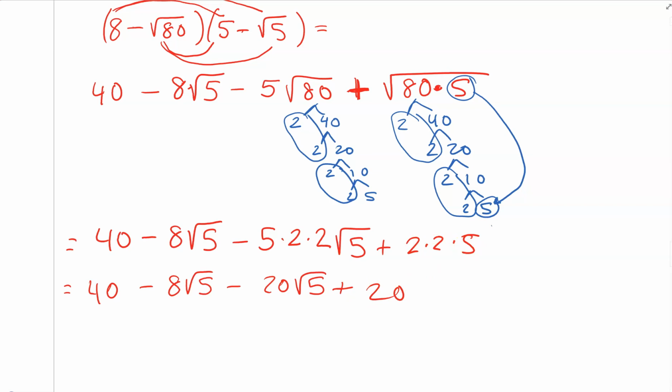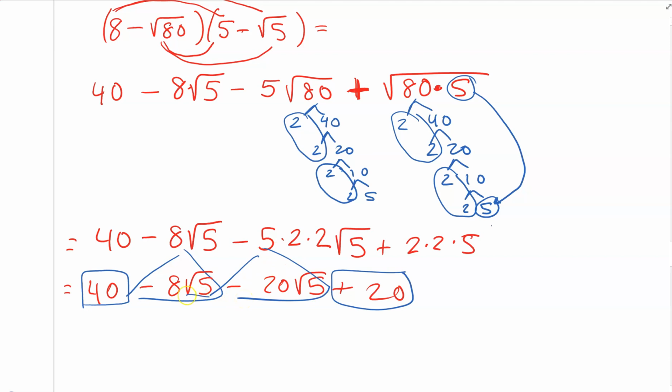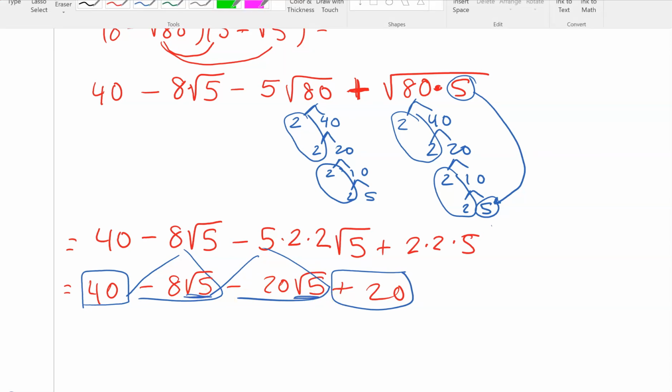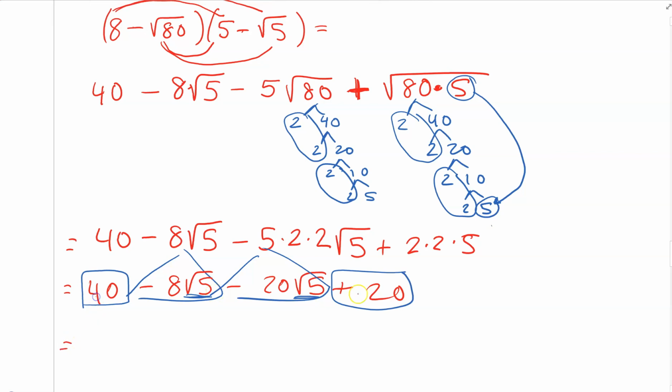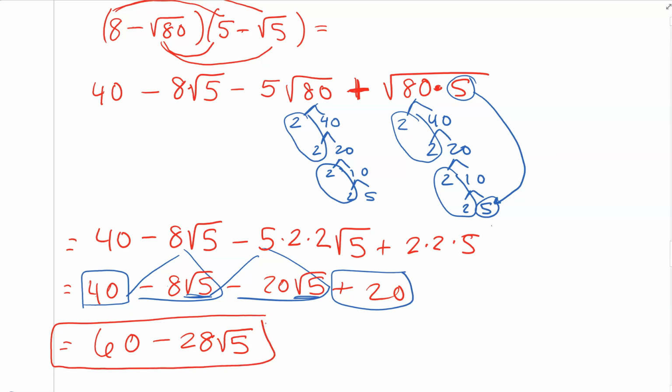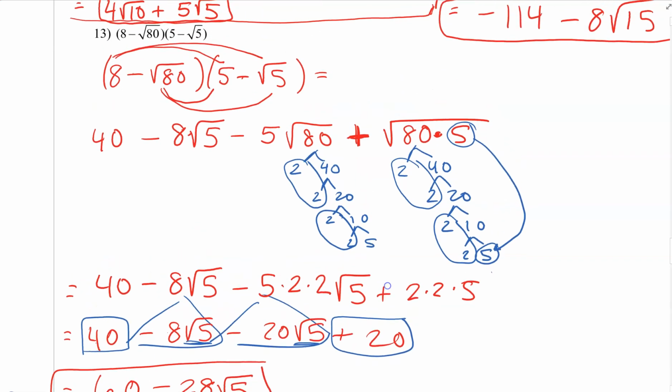So then I notice 2 sets of like terms. I've got 40 as an integer and then 20 as an integer. But then I've also got negative 8 times the square root of 5 and then minus 20 times the square root of 5. Those both have matching index and radicands, so I can combine those as well. So the 40 plus the 20 would give me 60, and the negative 8 plus negative 20 would be negative 28 rad 5. And that would be my final answer for number 13.